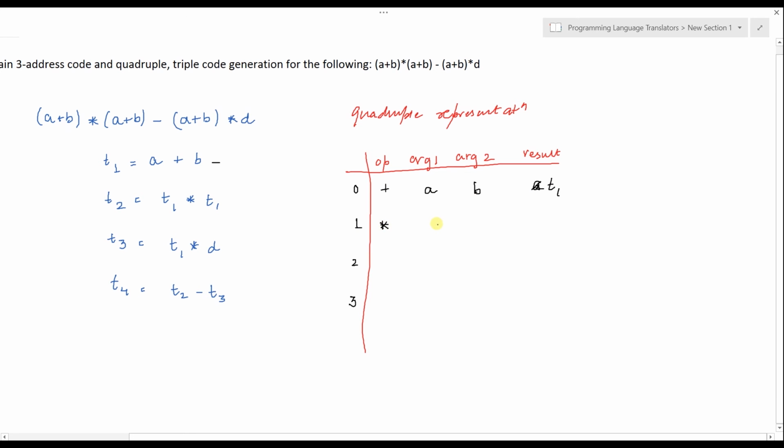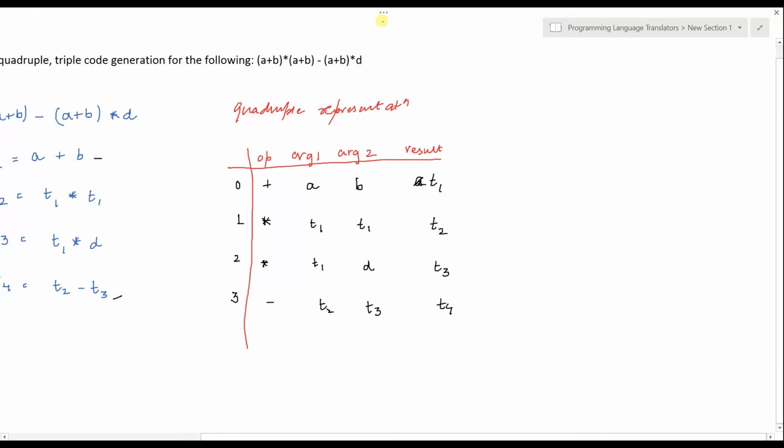The next operator would be star, first argument t1, second argument also t1, and our result would be t2. Next, our operator would be star, t1, d, and result would be t3. Then operator would be minus, t2, t3, and t4. So we have now created the quadruple table.